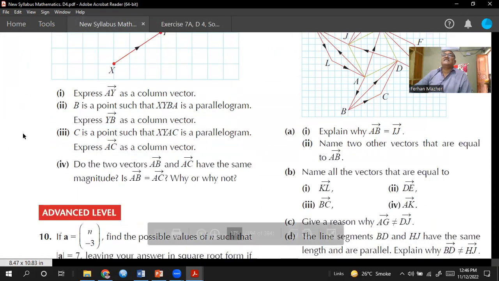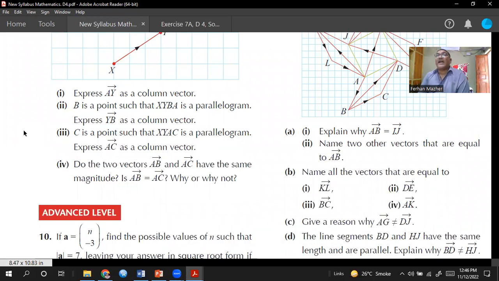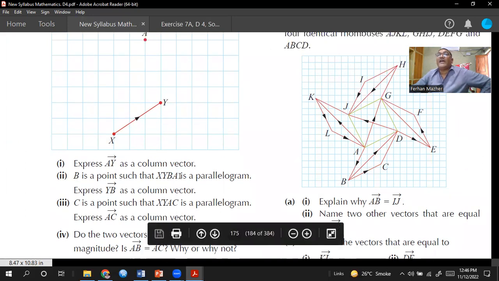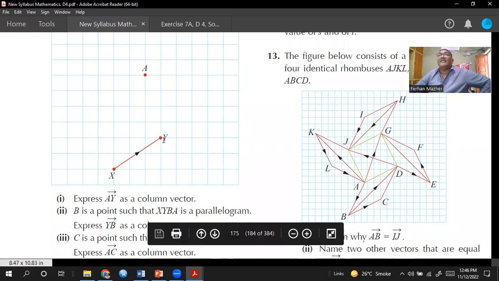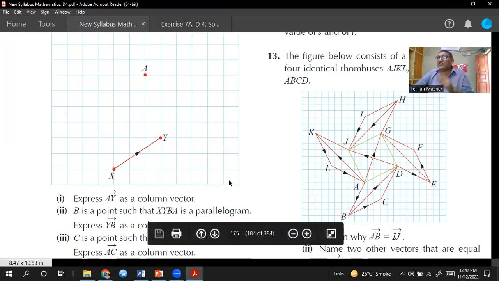Okay, the next question is, they say B is a point such that XYBA is a parallelogram. Express YB as a column vector. So this name is very important. Pay full attention to this. They say XYBA. So Y should be joined with B, and A will be joined with X. So A, X, Y, and B will be somewhere here, and it should make a parallelogram. So AB will be parallel to XY. According to the order of this name, the order of the vertices is very important.